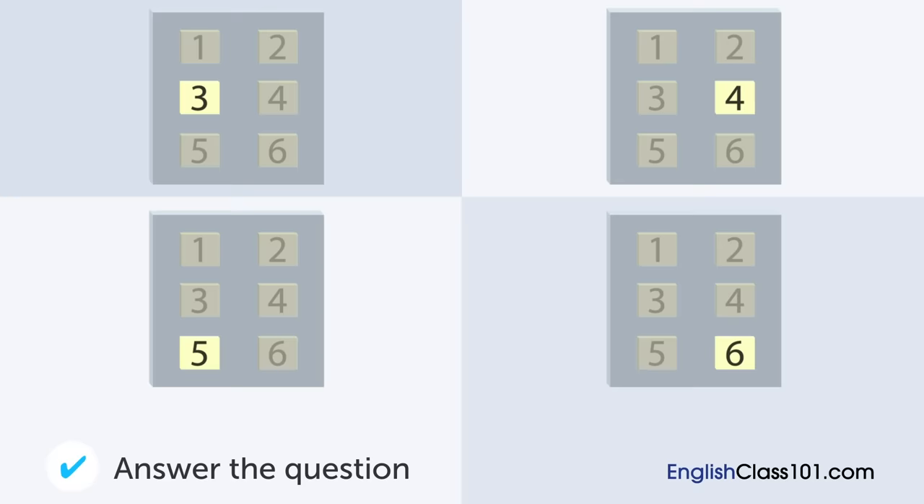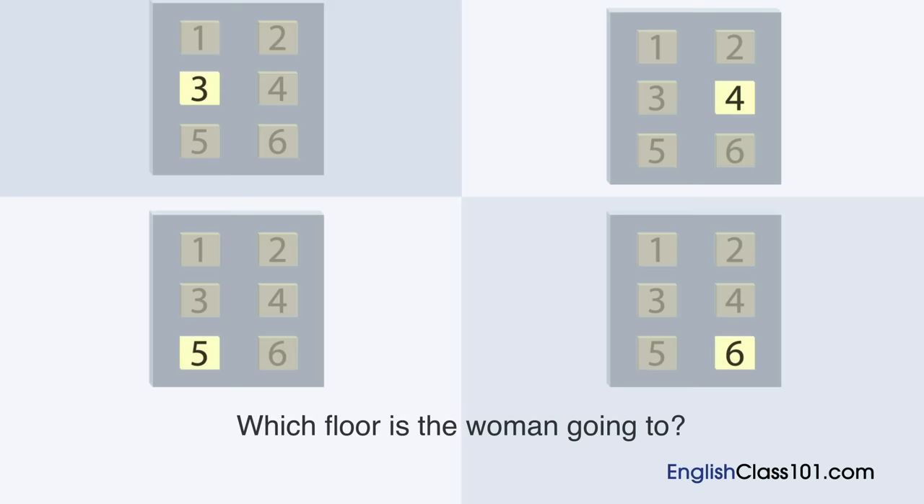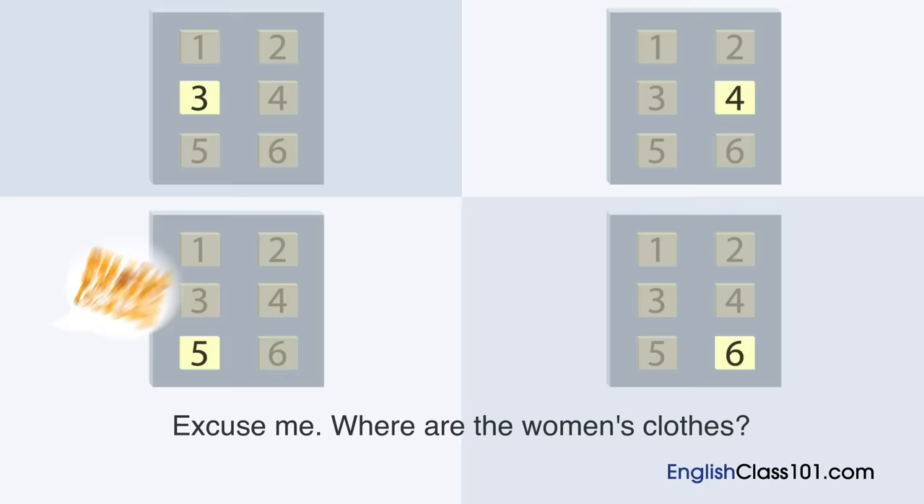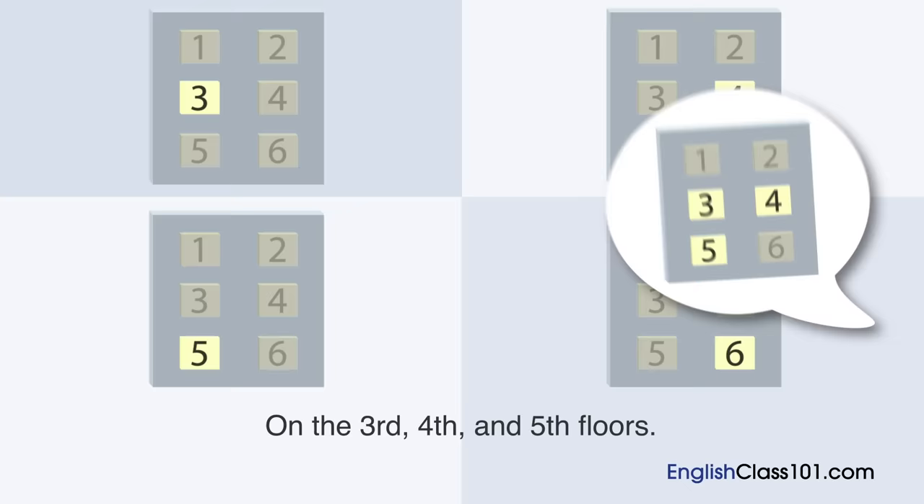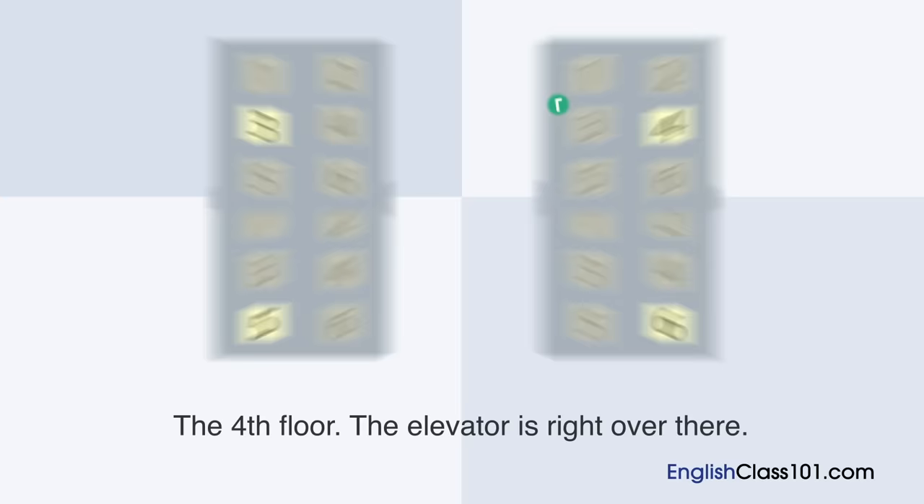A woman is talking with a store employee. Which floor is the woman going to? Excuse me, where are the women's clothes? On the third, fourth, and fifth floors. Which floor has coats? The fourth floor. The elevator is right over there. The fourth floor? Okay, thank you.